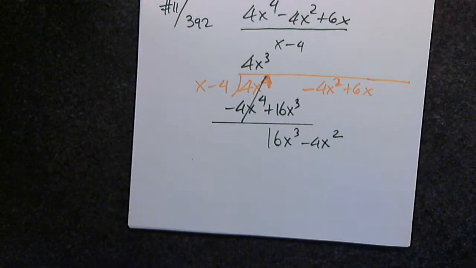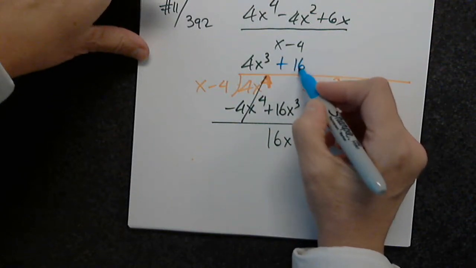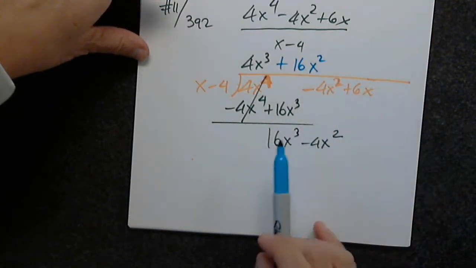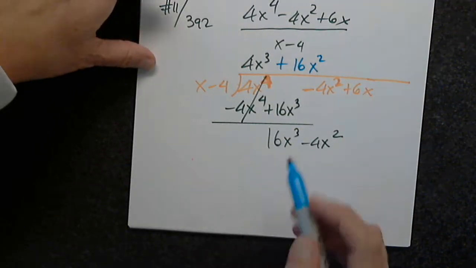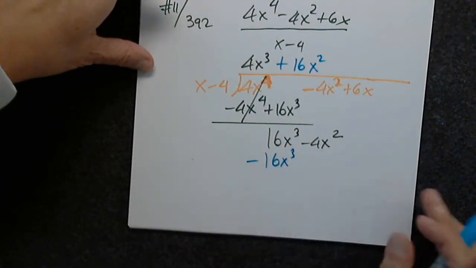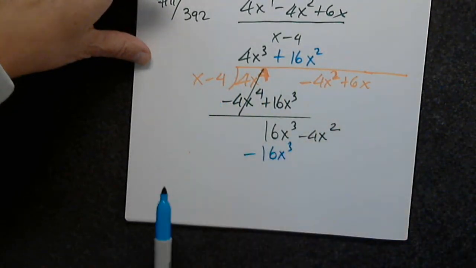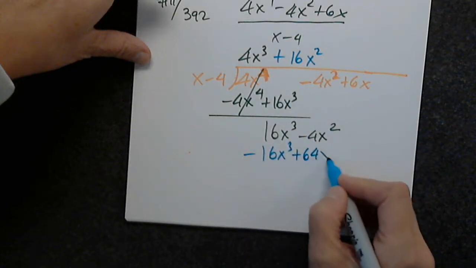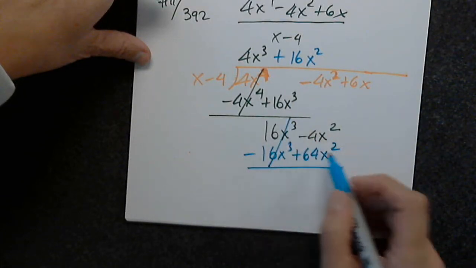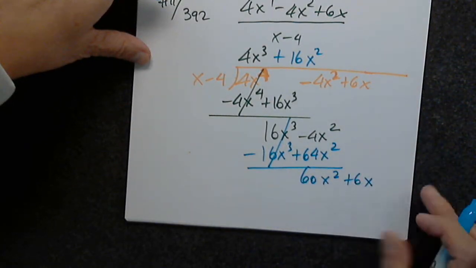Remember, at the top, we do not lie. So what is at the top then? Plus 16x squared. Great job. 16x squared times x is 16x cubed. But I know if I don't subtract, I can't add. So it has to be the opposite always. 16 times negative 4 is negative 64x squared, but positive 64x squared. So I get 60x squared, and I bring down 6x.